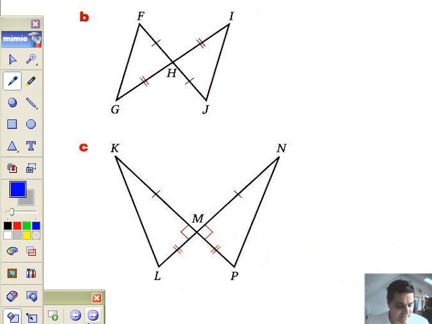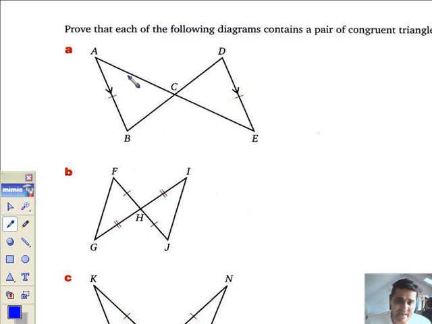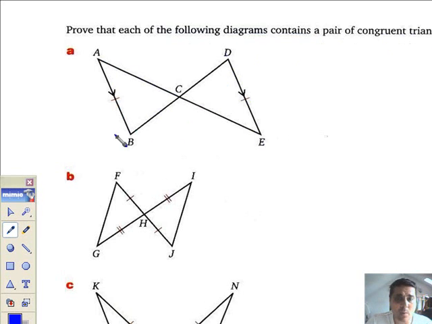Bam. Now these are grade A. There's no numbers, there's only letters. This is question 5. It says prove that each of the following diagrams contains a pair of congruent triangles. Okay, well let's have a look then. So in other words, is ACB identical to CDE? That one. I'll try and prove it.